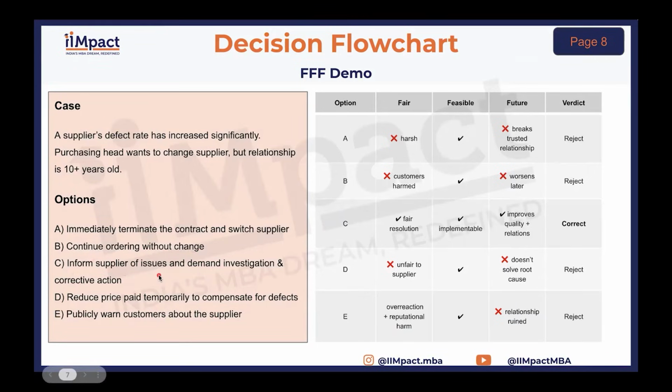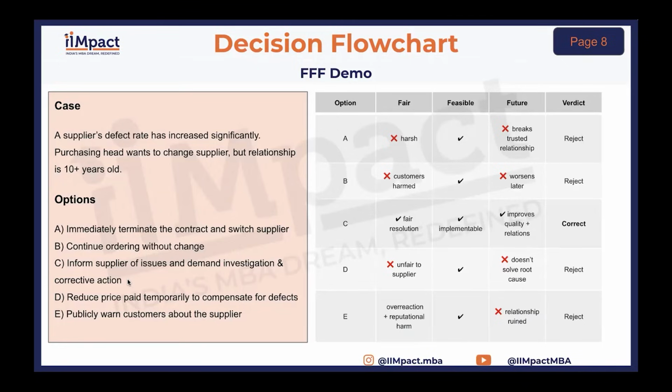Inform supplier of issues and demand investigation and corrective action. So this is a valid response. Is this fair? It is fair to the supplier because you are giving him a chance to take corrective action. And if it pans out, it will also be fair to the customers. If the defect rate decreases, then it will also be fair to the customers, right? So this is a fair resolution.